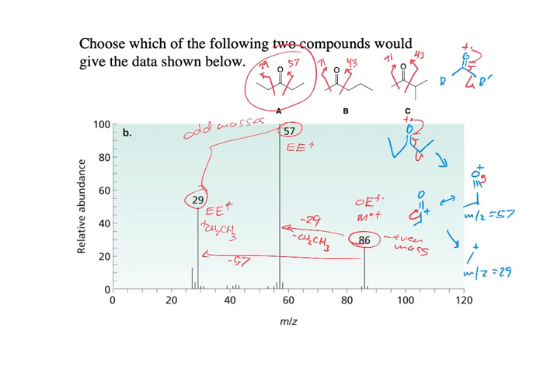The other way that we can draw it is if we draw a resonance here, where we have now the plus here, there's a radical up there, so we're just pushing the electrons up onto the oxygen. We can draw the same kind of heterolytic cleavage where this cleaves like this. And this would also give us m/z equals 29.